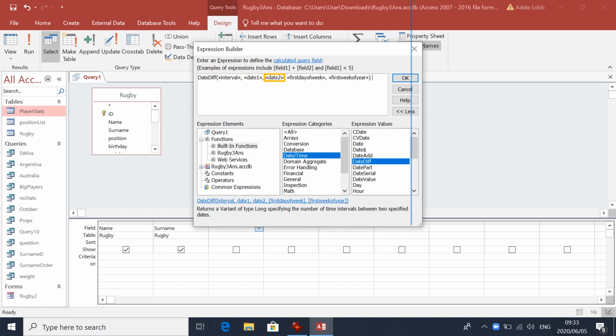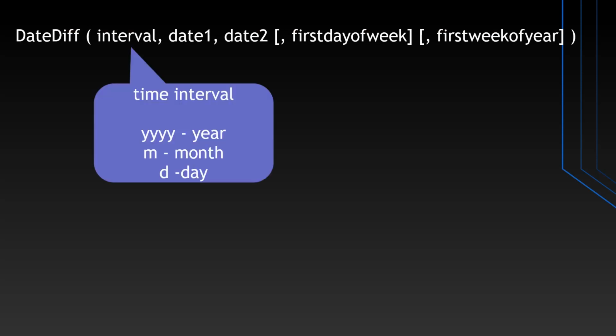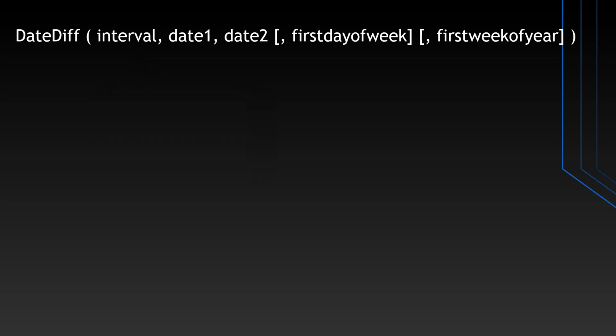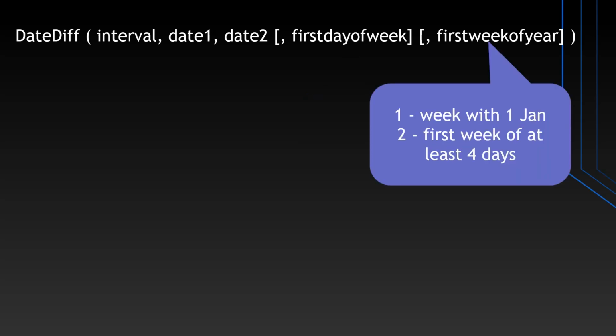So anything between the double angular brackets needs to be replaced. The dateDiff function has 5 arguments. The first one is the time interval to be used, like YYYY, which is for year, M for month, or D for day. Then you have the 2 dates, and the next 2 are optional. If you don't have the first day, it assumes Sunday is the first day, and the last one will assume the first week is the one with January 1st.